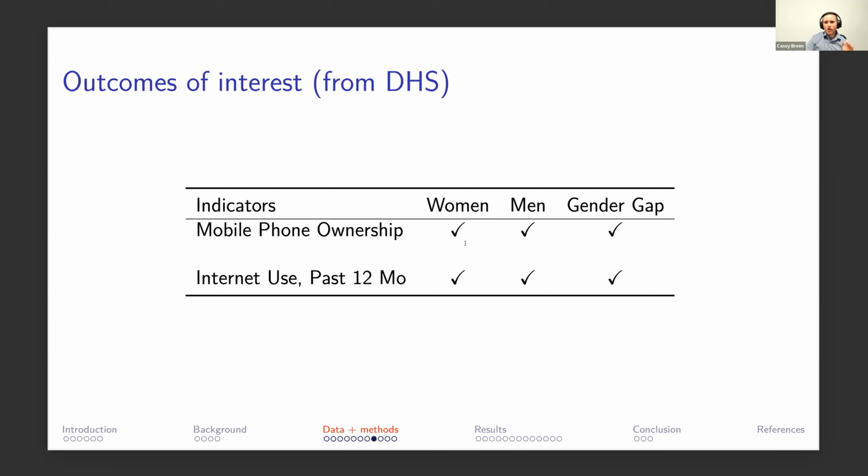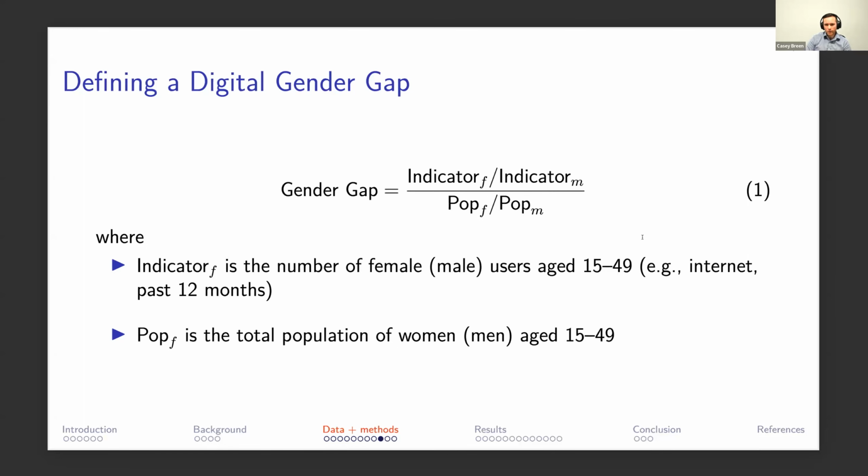So we look at overall levels of penetration for both women and men. These are going to be the first subnational estimates of internet adoption in these settings. And more substantively interesting, we look at this digital gender gap. How we define a digital gender gap is fairly straightforward. In the numerator, we're just going to have the female to male ratio of users of a given technology. So this could be the number of female internet users divided by the number of male internet users.